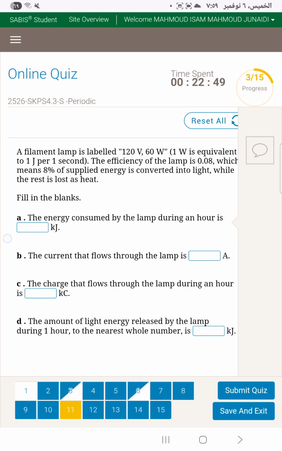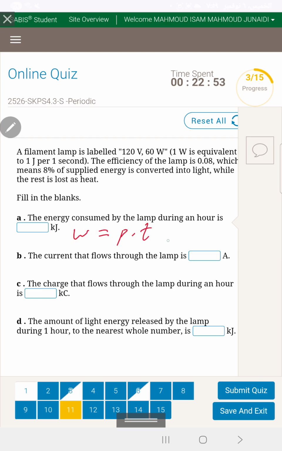So to find the energy, we said before, energy is equal to power times time. So here you are given the power of the lamp is 60 times the time, 1 hour, 3600. Like this, you got 216,000, and in kilojoule 216. You have to divide by 1000.